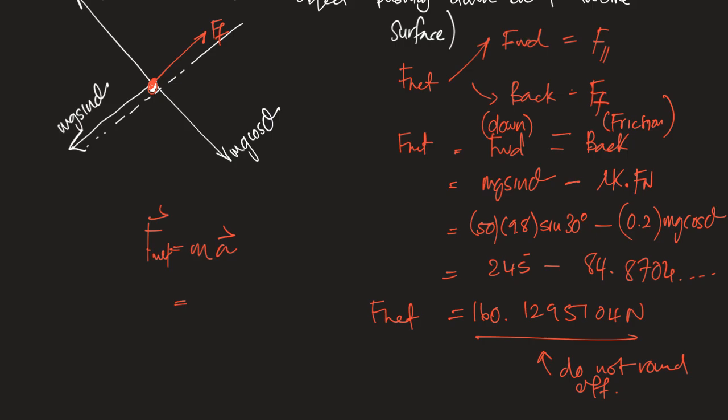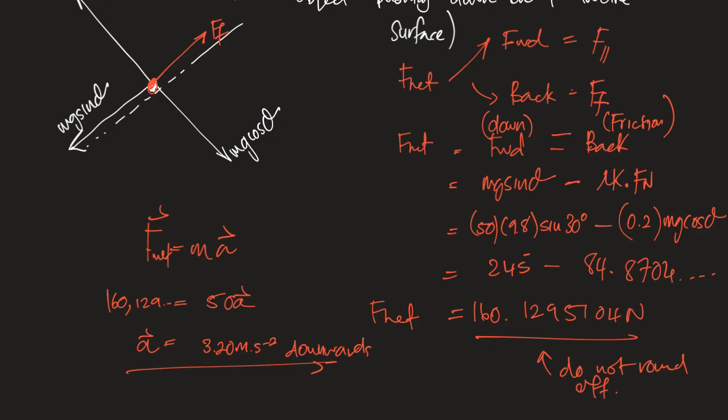And then I've got F net here at 160.129 and so on. Substitute into my formula: the mass I know is 50, times the acceleration here, and then acceleration is equal to 3.20 meters per second squared downwards.